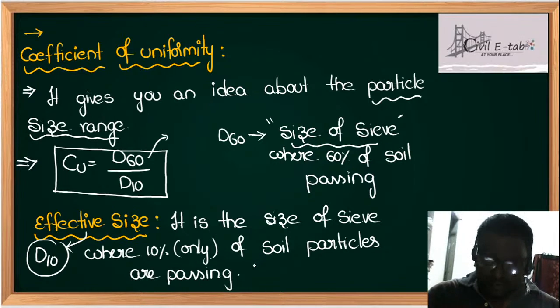And remember, effective size is denoted by D10. Now if they ask you D30, D30 means the diameter corresponding to 30% finer.